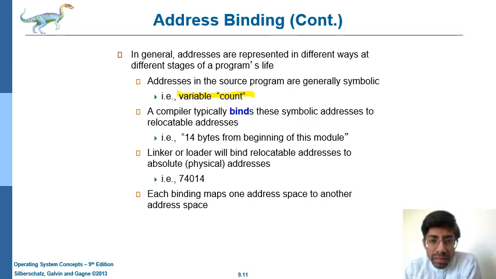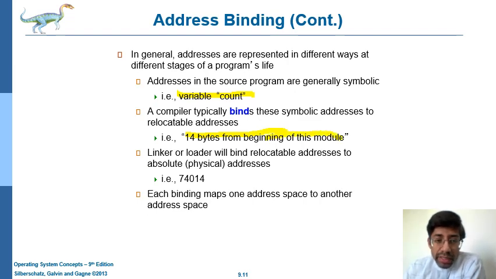The compiler would typically be responsible for binding these symbolic addresses to relocatable addresses. When I talk about relocatable, it means this address could be mapped onto any location in the program at every different execution instance. Maybe for the first execution instance, the memory address represented by the variable count could be 1096. At another instance, it could be 2841 or any other valid address based on the memory which is allocated to this program. For example, in this case it's written like count is some variable which is 14 bytes from the beginning of this module.